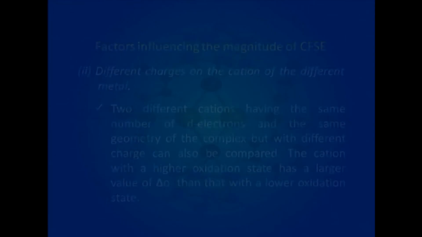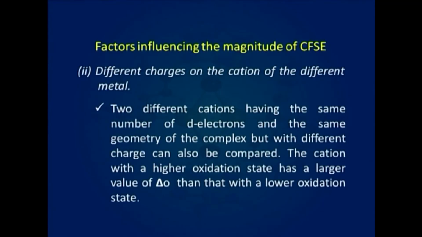This effect is probably due to the fact that the central ion with higher oxidation state, that is with higher charge, will polarize the ligands more effectively, and thus the ligands would approach such a cation more closely than they can do the cation of lower oxidation state, resulting in larger splitting. Two different cations having the same number of d electrons and the same geometry of the complex but with different charge can also be compared.